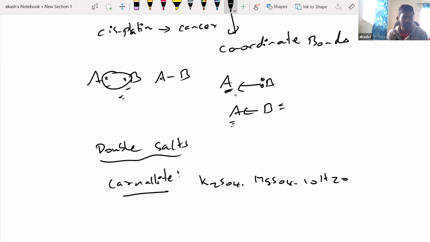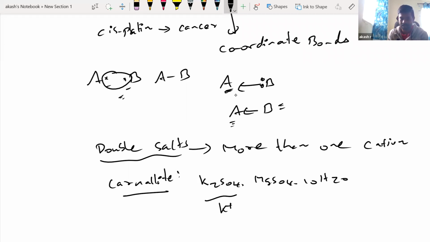In double salts, there is going to be more than one cation present. Obviously from here we can say that the cations are going to be K plus and Mg2 plus. So you understand that there is more than one cation, but only one anion, that is SO4 2 minus.